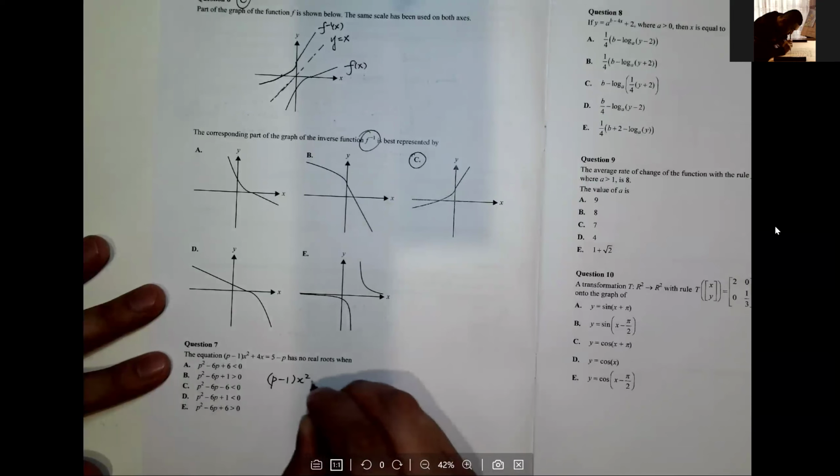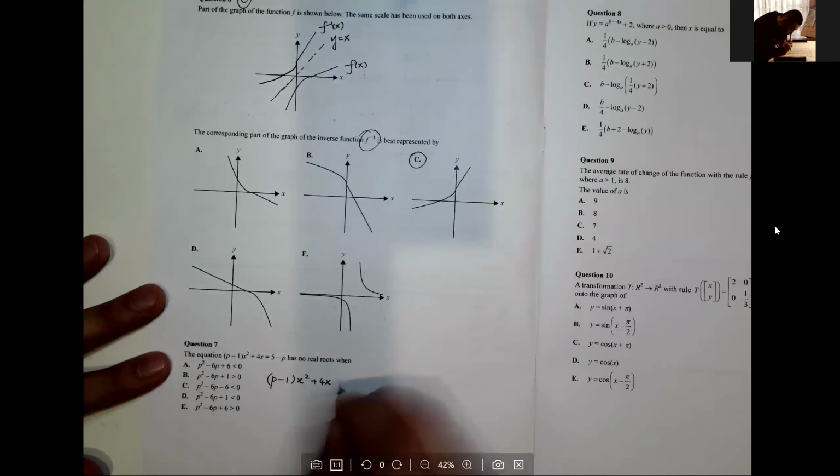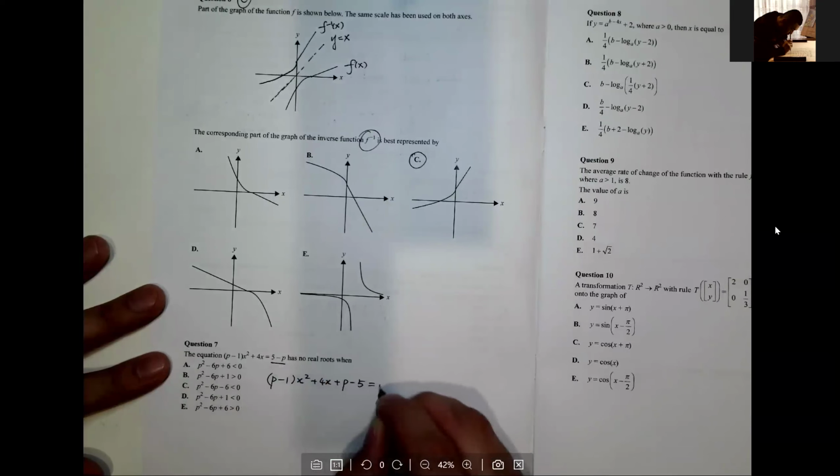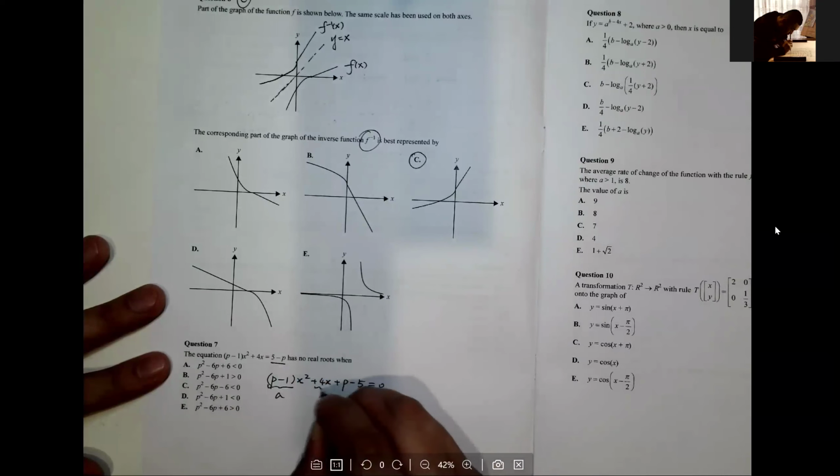Question 7. The equation has no real roots when we have an inequality. So this is a quadratic equation. I'm trying to push all terms to one side. So if I push this term to the left-hand side, we have a plus p minus 5 equal to 0. This is my A, this is my B, this is my C. So we would like delta equals b squared minus 4ac less than 0. Therefore, you get 4 squared minus 4 lots of p minus 1 times p minus 5 less than 0.